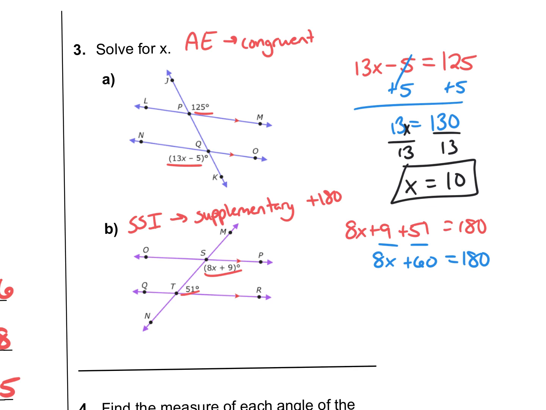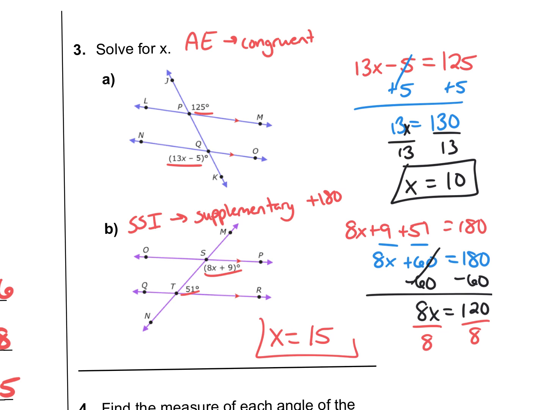What's next? Subtract 60. So I get 8x equals 120. There we go. Last step. Divide by 8. X equals 15. Good.